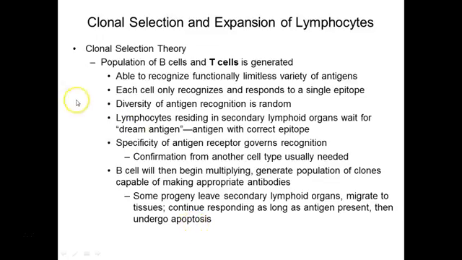I want to go back to this other one. So B cells and T cells are able to recognize a functionally limitless variety of antigens. That's because we produce millions of different B cells and T cells, all of them with different receptors. Each B cell is unique. It has its own special antibody it made. Each T cell is unique. It has its own special T cell receptor it's made. Each of those only recognizes and responds to a single epitope. So as we saw, only one of the B cells actually recognized that antigen at that site.